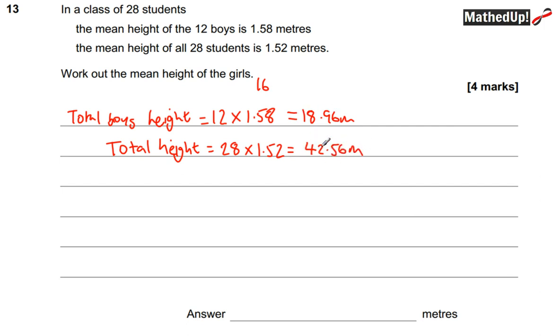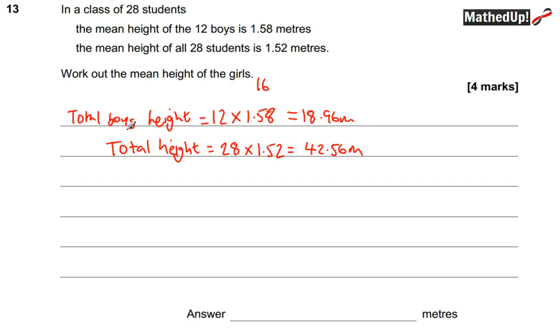Okay, and just to remind you about why that works, when I'm working out the mean, I add them all together and divide by how many there are. So if I found out the total height of everybody and I've got 42.56, to work out the mean, I would divide by 28, and that would give me 1.52. So that links together and relates together in that way.